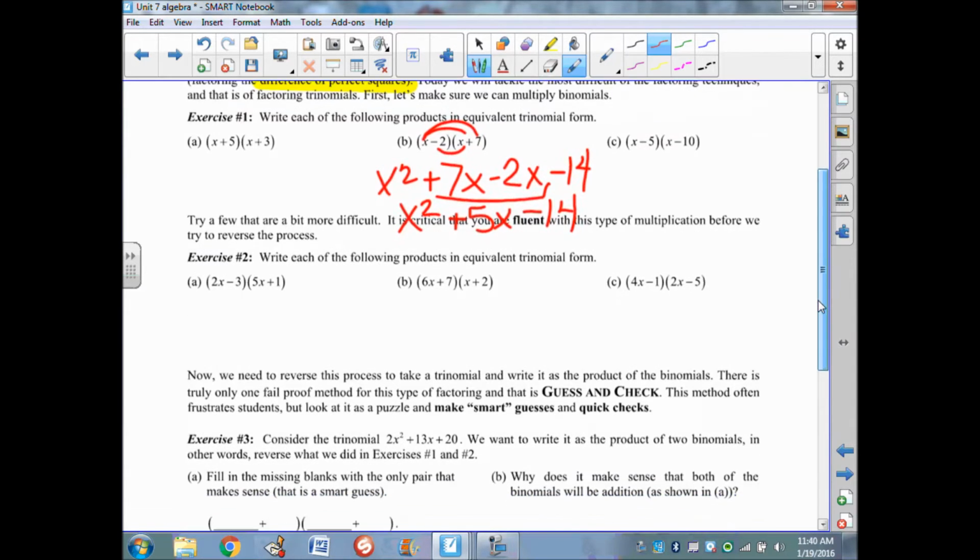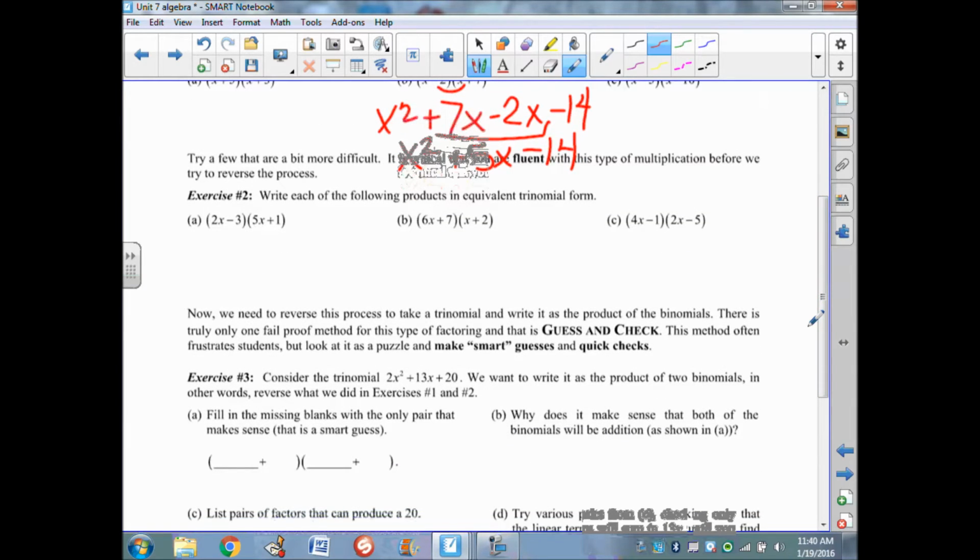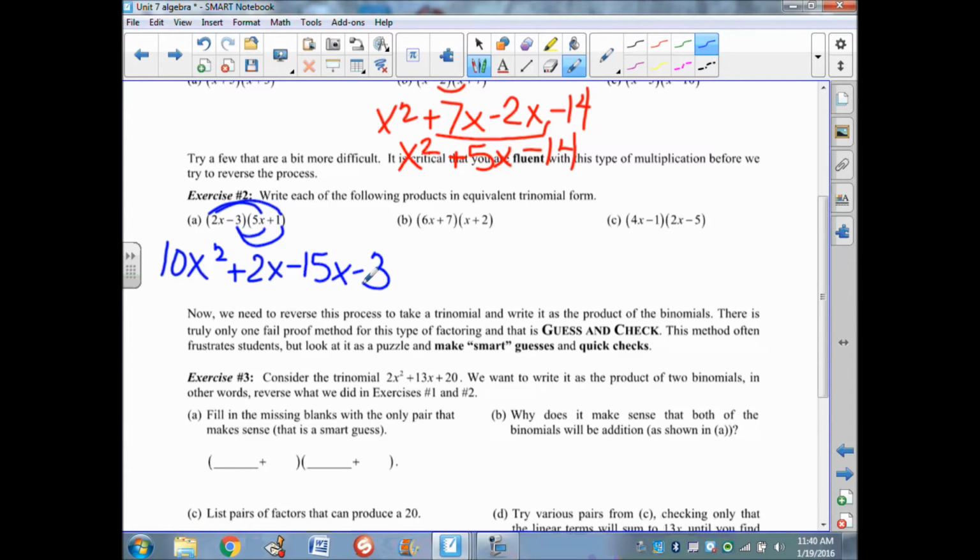Now I could jump down to those that are a little bit more difficult, but I'm still going to do the same thing. I'm still multiplying, I'm still double distributing. But now they're getting a little bit more complicated. So now I've got 10x squared plus 2x minus 15x minus 3. Combining like terms in the center there, because those are both my x's. So I end up with minus 13x minus 3 is the product of those 2 factors.